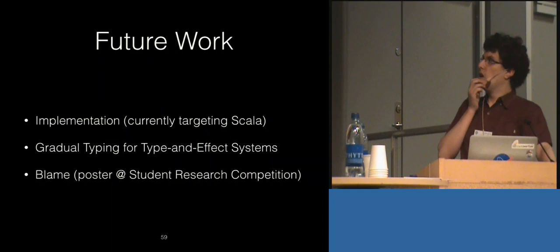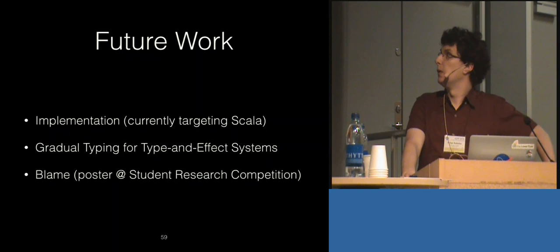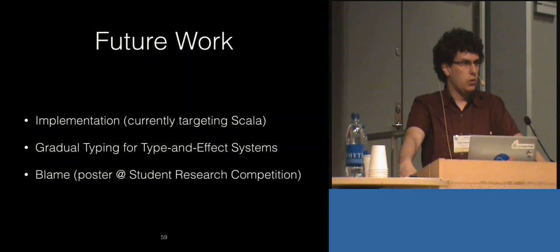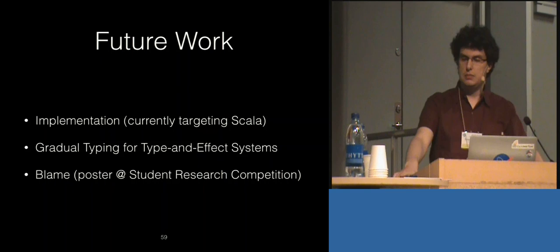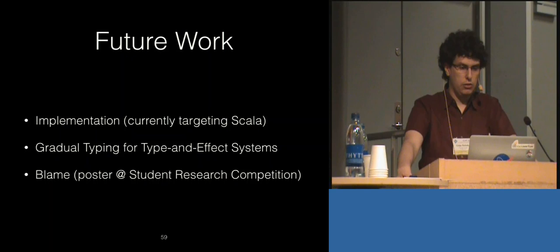Where do we go from here? The first interesting thing would be to have an implementation of this, to experiment with it. There's another student in the lab working on implementing this framework for Scala, for the Scala FX framework. We also want to explore how gradual typing in general works with type and effect systems, to have the flexibility to go from unityped programs or missing type annotations towards this fully static type and effect discipline.